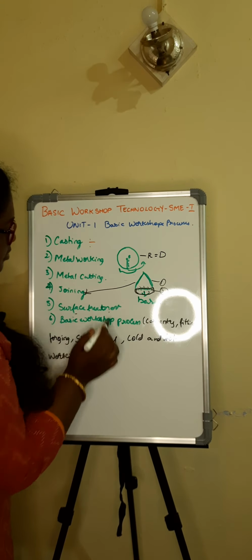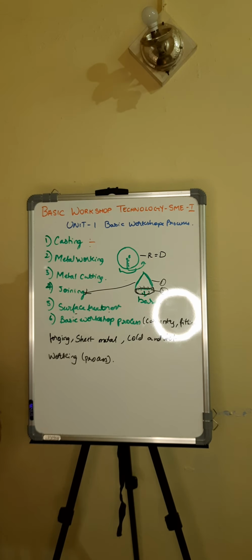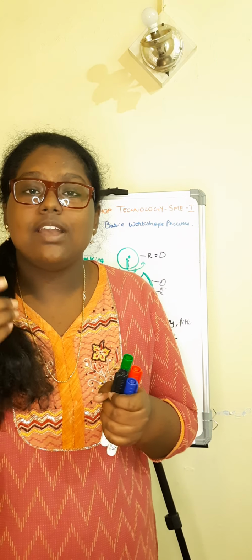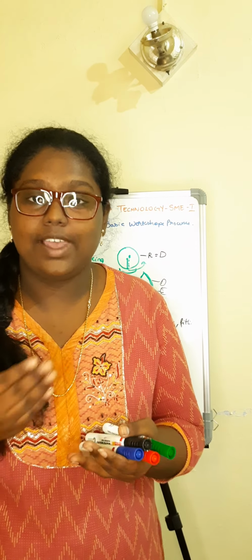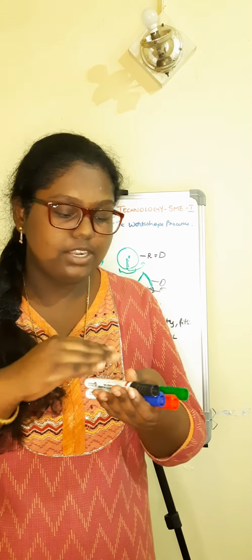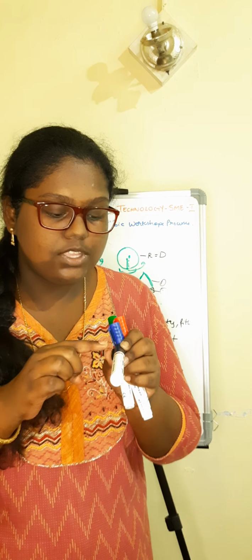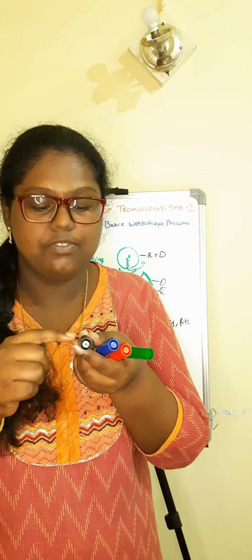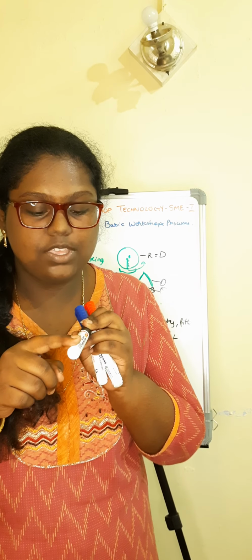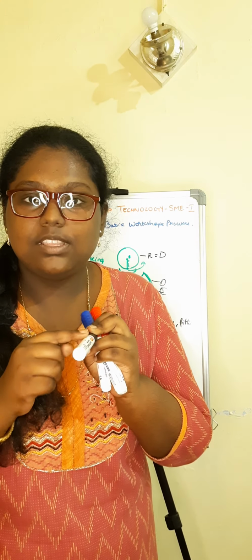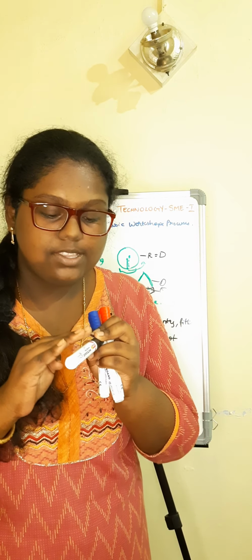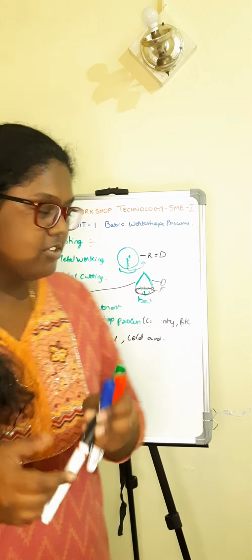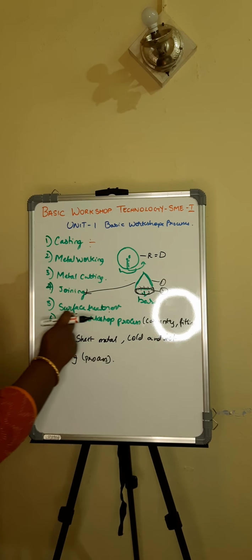And surface treatment. In fitting, we make any metal smooth with the help of files. Now this part of the cap of the marker is rough because of the waves, and this part of the marker body is smooth because a smooth finish is given to the marker body. So it's nothing but surface treatment.